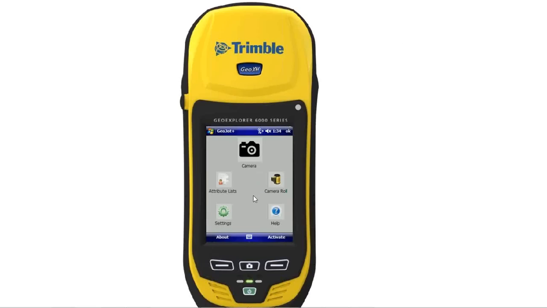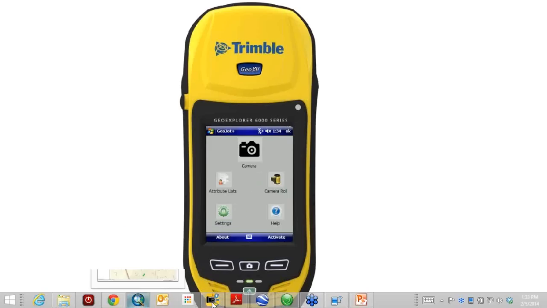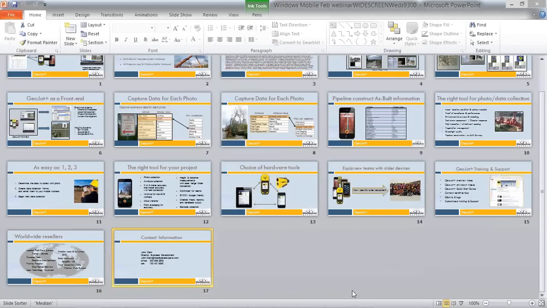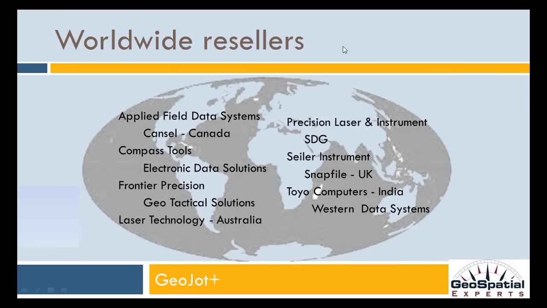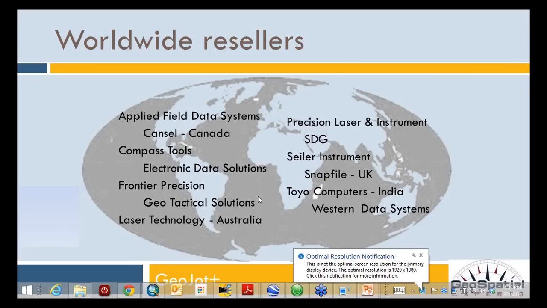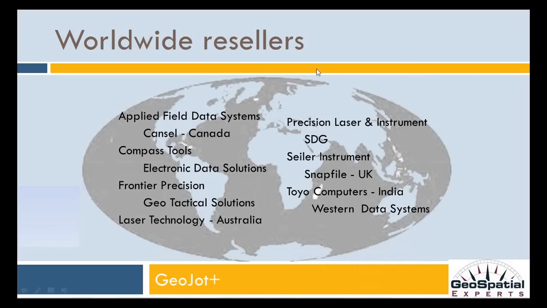So if we can pull up the slide quickly with the resellers on it from the PowerPoint presentation. Right there in the bottom left, 16. Yeah, let's take a look at that. So you can see we have a good deal of experience with Trimble GPS units, but these people are really the experts in Trimble equipment. So if high accuracy is what you're going for, and you want to use a high accuracy unit, I would contact one of these people to talk to them about a Trimble handheld unit and running GeoJot on that unit.